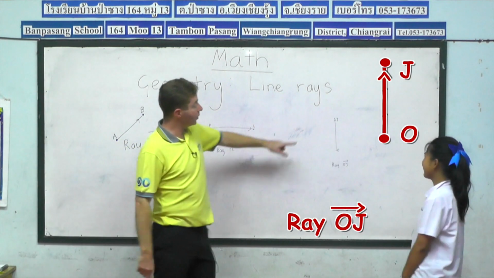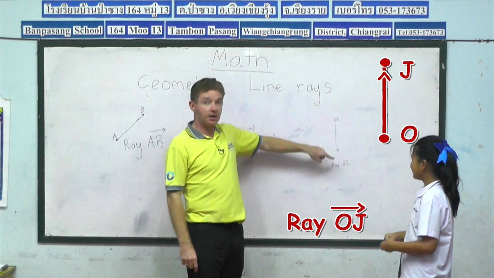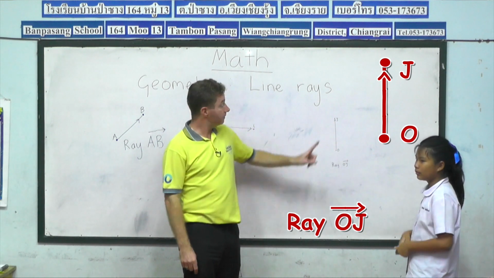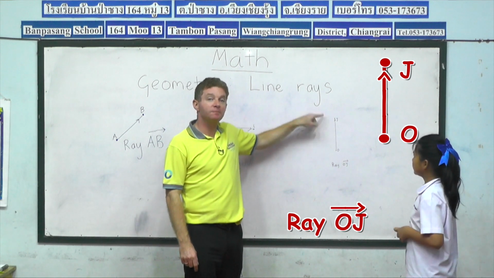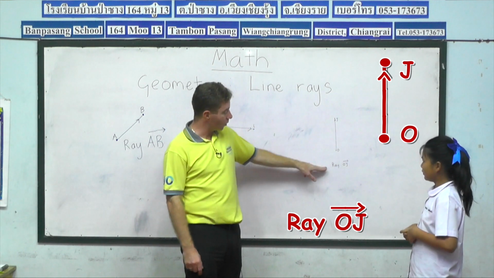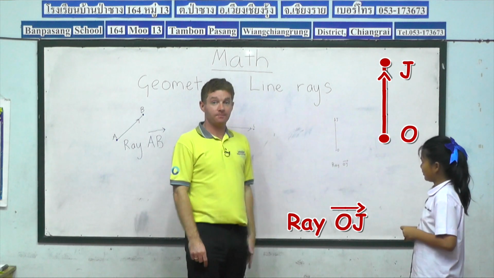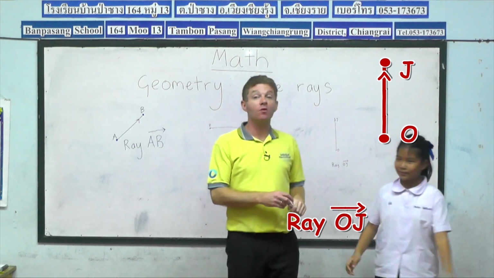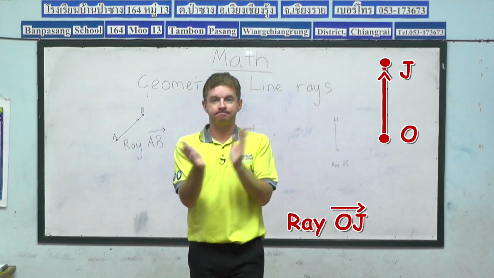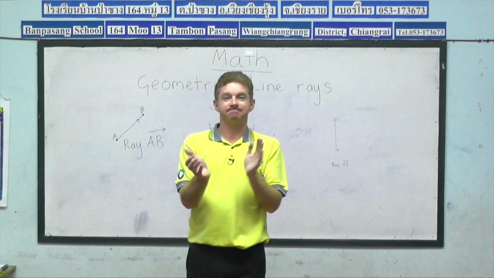Notice how we cannot call it ray JO. That's wrong, because the arrow is nearest the J. The J has to always be the second letter. So it can only be ray OJ. Lak Gao, that was brilliant. High five and a big round of applause for Lak Gao, please, guys.